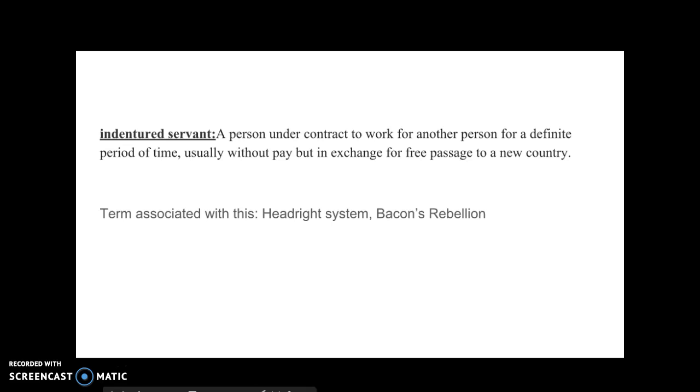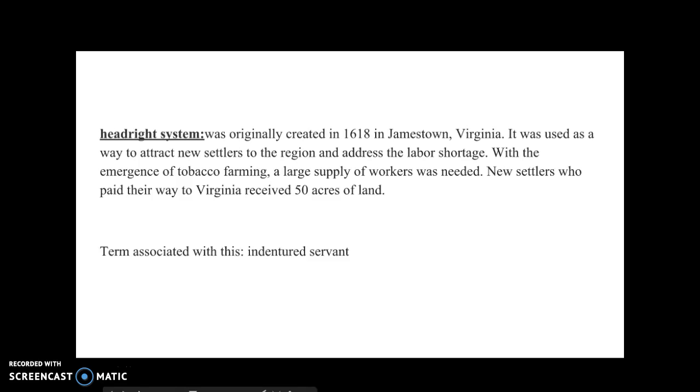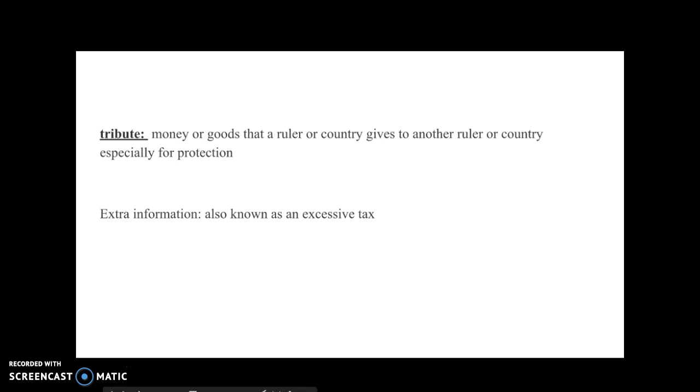Indentured servant. You see the definition there, some terms associated with this. Headright system is on your list, and an event that we will talk about is Bacon's Rebellion, and that is associated with or connected to the idea of indentured servants. The headright system, there you have it. A term associated with this is indentured servant.